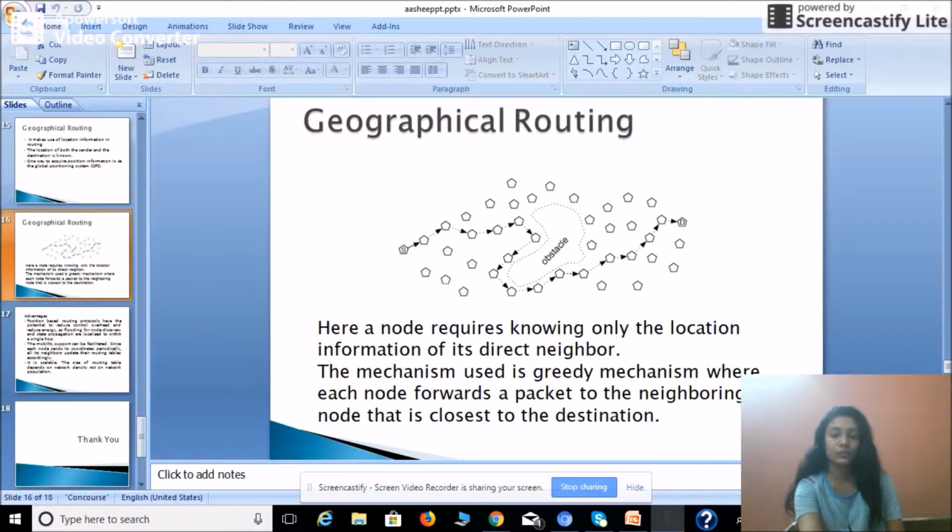This geographical routing can be explained better through the diagram. Here we can see this is the source which is further away from the destination node. It contains several nodes and obstacles between the source and destination to send packets. Here, a node requires knowing only the location information of its direct neighbors. The mechanism used is the greedy mechanism, where each node forwards a packet only to the neighboring node which is closest to the destination node.